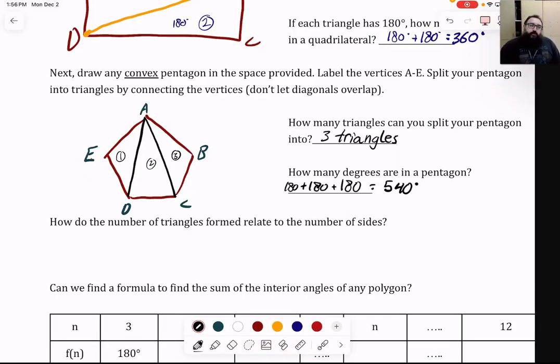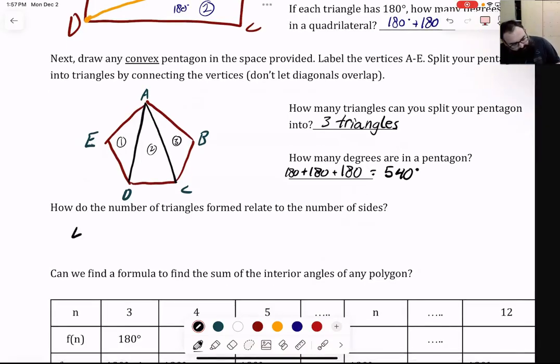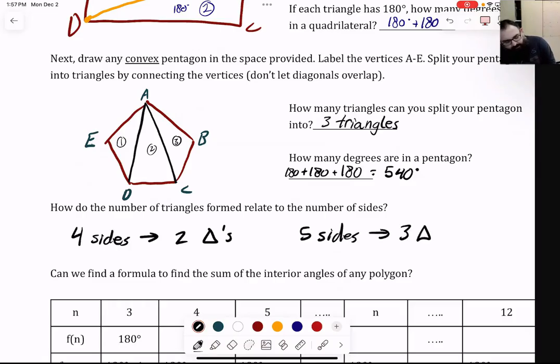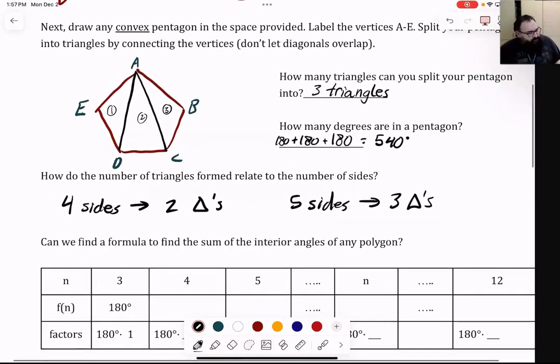Okay. So then the next question is, how do the number of triangles formed relate to the number of sides? So what I mean by this, when we had 4 sides, how many triangles were we able to make? 2 triangles. When we had 5 sides, how many triangles were we able to make? 3 triangles. Does it seem like there's a pattern? If there was 6 sides, how many triangles do you think we would make? 4. Okay.